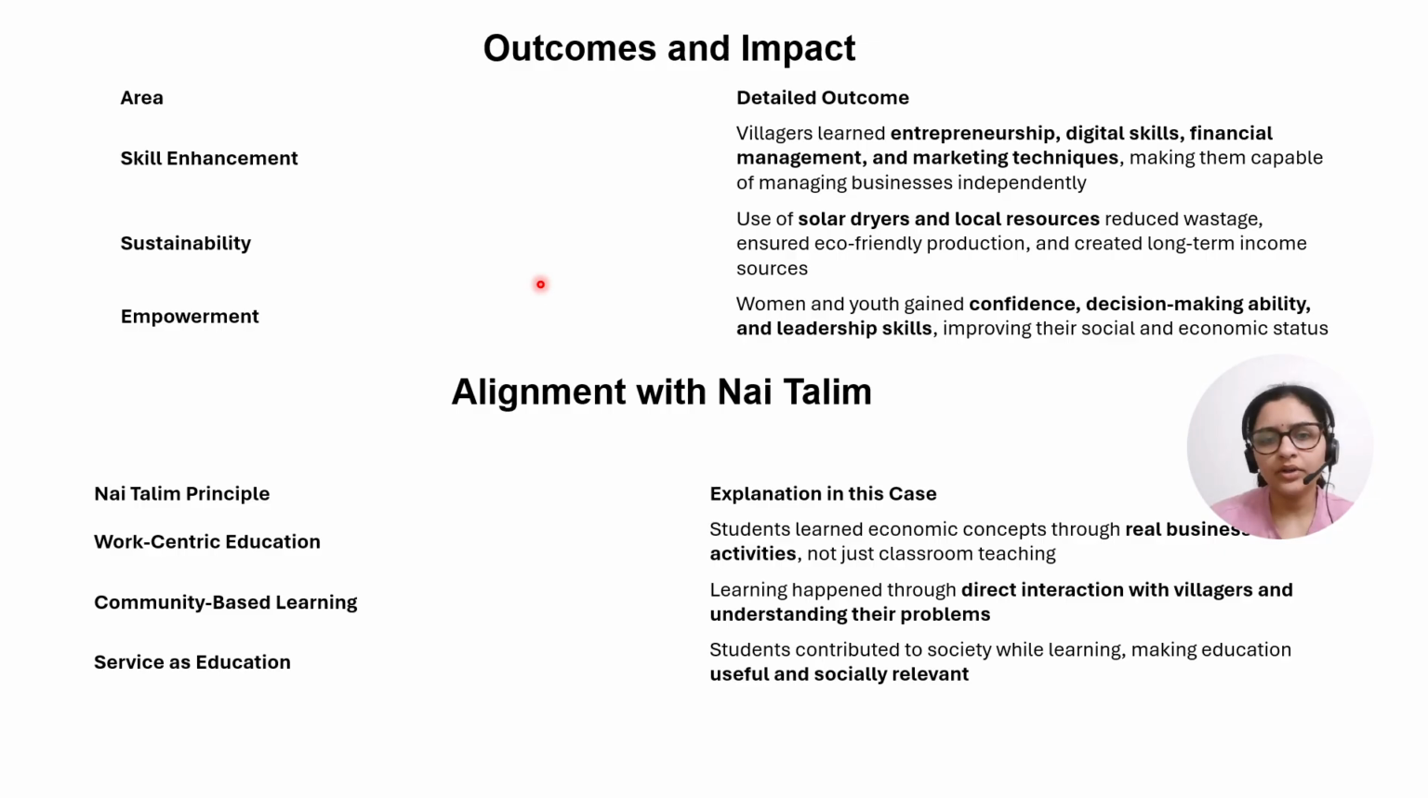So, what are the outcomes and impact? So, this is a table that shows the outcome and impact. This is the area which the students wanted to improve and what is the outcome. So the areas include skill enhancement, sustainability and empowerment. And these are the outcomes that were seen in the villagers.